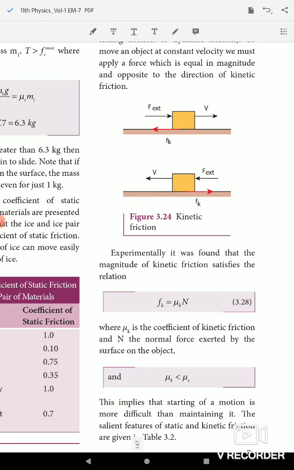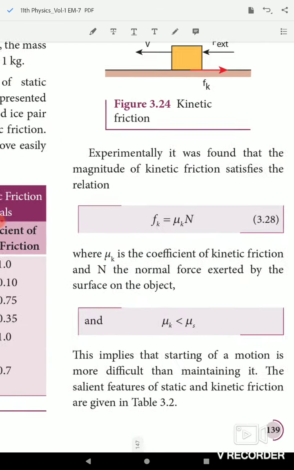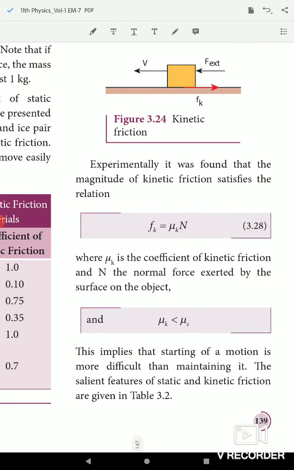Here mu k is the coefficient of kinetic friction and n is the normal force exerted by the surface on the object. So mu k is less than mu s. This implies that starting a motion is more difficult than maintaining it.